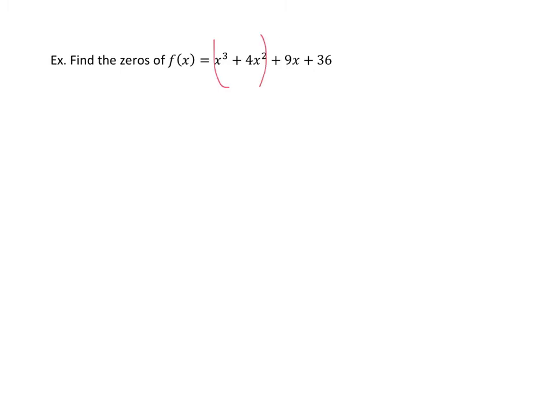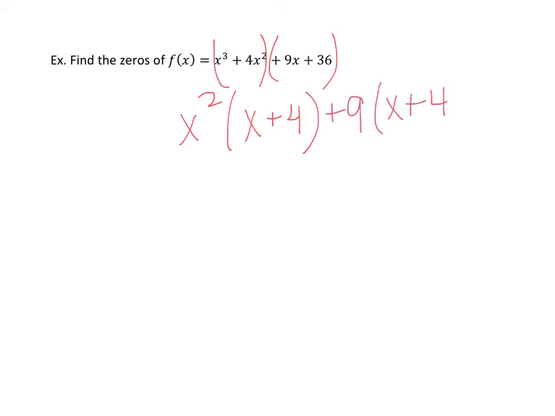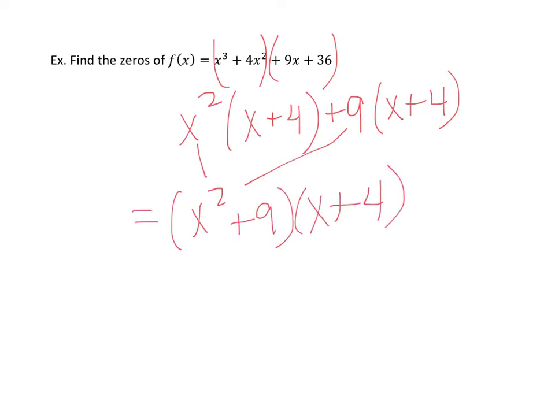If I do this and make my groups, let's see, I have an x squared in common, take that out. Left with x plus 4. These have a positive 9 in common, x plus 4. Okay, I'm going to bring my two outsiders together, x squared plus 9 and x plus 4 make up this polynomial. And to find the zeros, I have to set my factors equal to 0 and solve them.